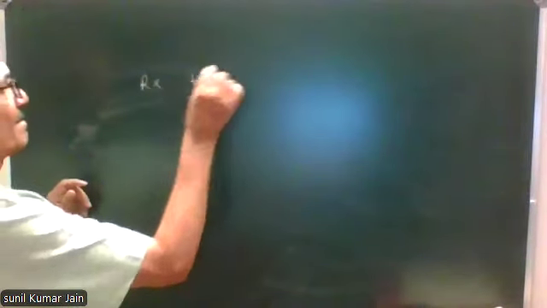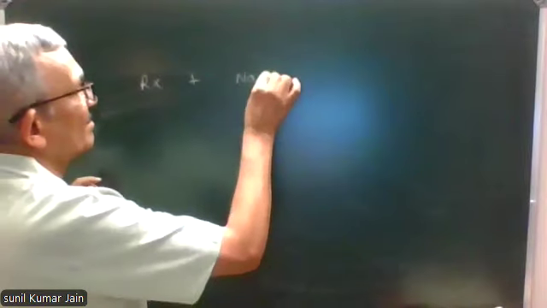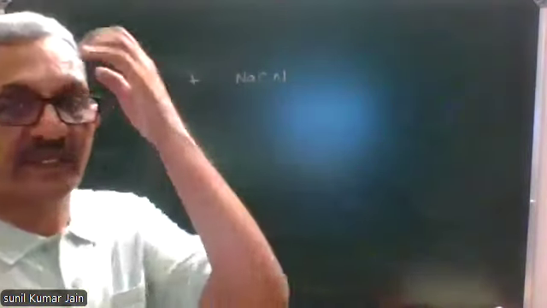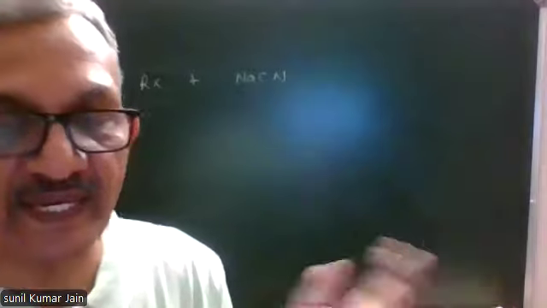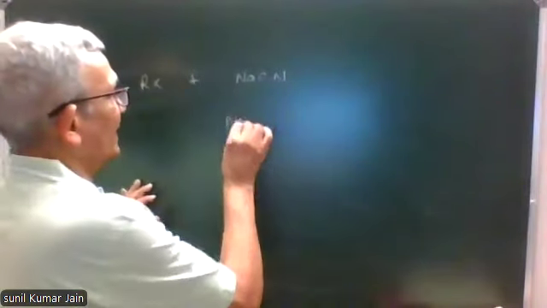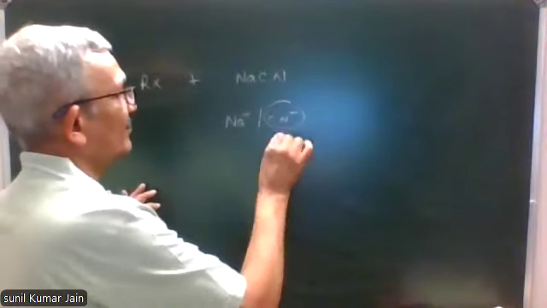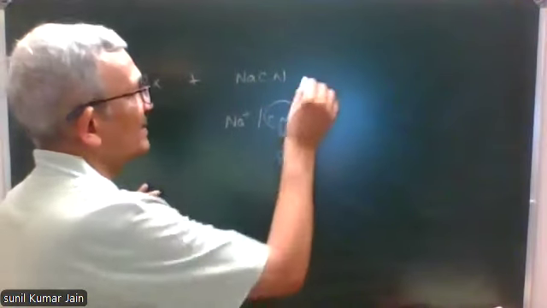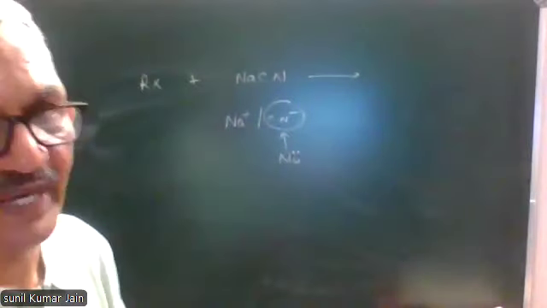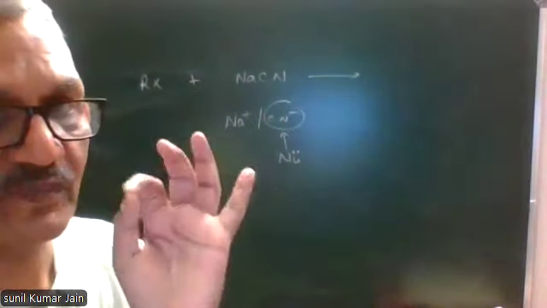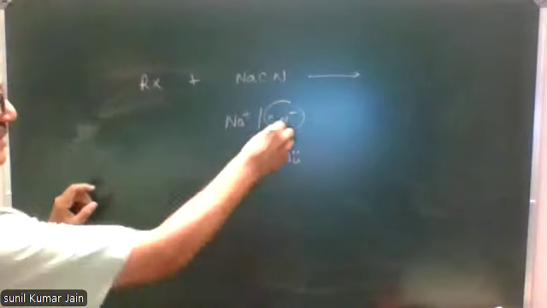Next. Number 13. Reaction number 13 is reaction with potassium cyanide or sodium cyanide. Sodium or potassium cyanide, these are ionic compounds, will give Na plus and CN minus ions. This will act as a nucleophile. Now, there is something very important which I'm explaining now. This nucleophile.